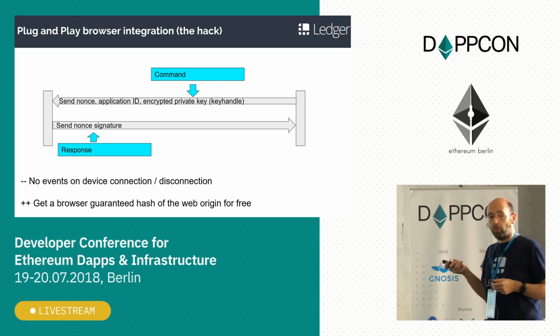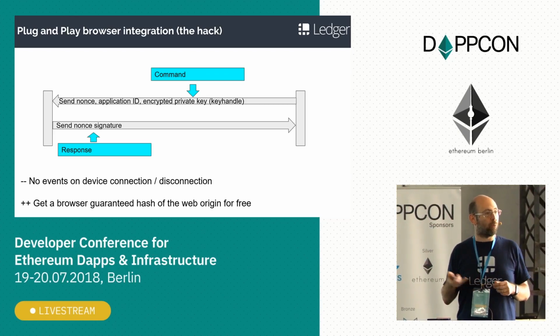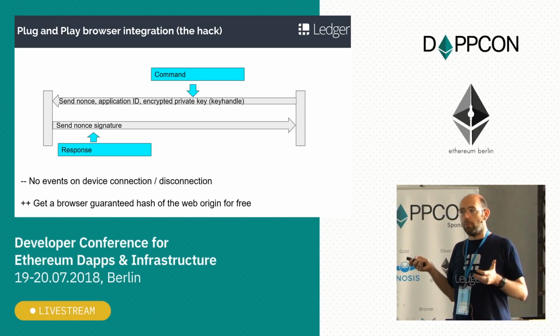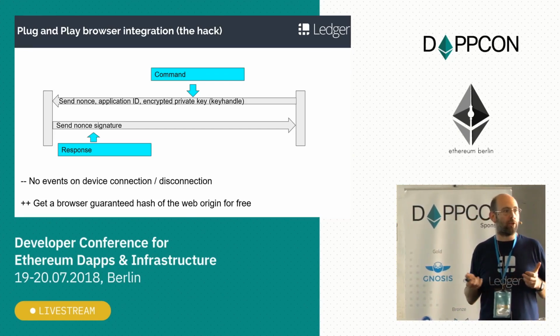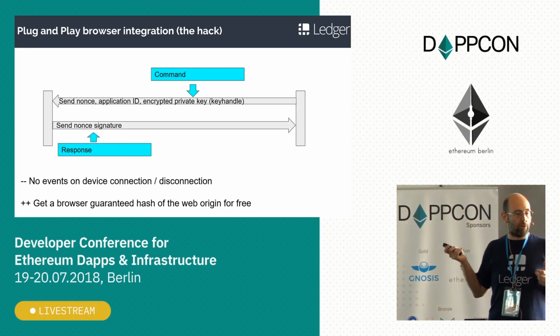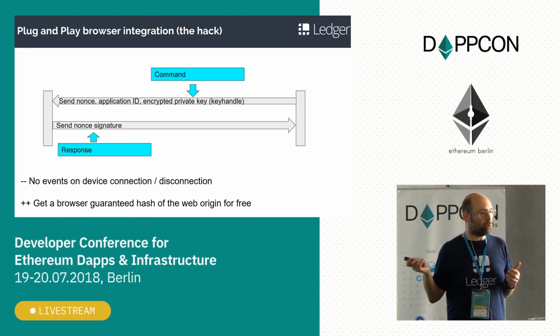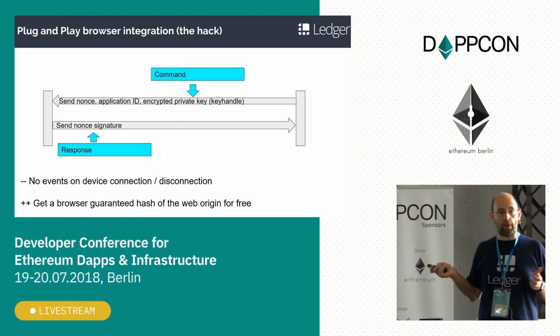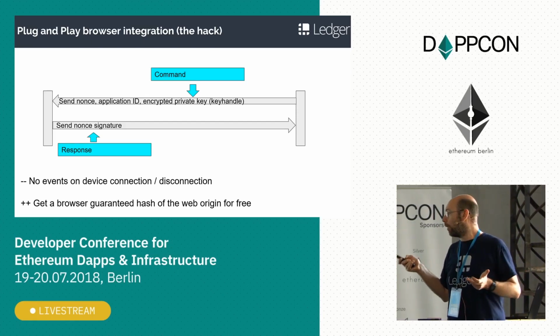On the negative side, we don't get events on device connection, reconnection, so Dapps will miss that kind of information and the UX could be made better. On the plus side, we get a guaranteed hash of the web origin when we use U2F. That's something that can be used to enforce that an application is actually coming from the right website.